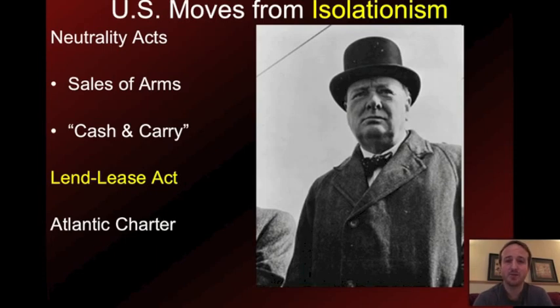It's because Japan attacks Pearl Harbor at the very end of 1941, which then swings society's viewpoint on whether or not we should go to war. And at that point, undoubtedly, the answer is yes, the United States should go to war.